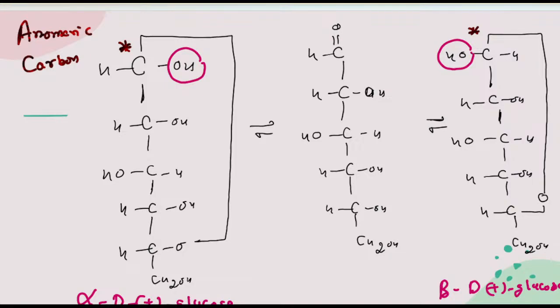Anomeric carbon. So the carbon number one differs in configuration, so this is known as an anomeric carbon. Let me give you the definition for this anomeric carbon now. What is an anomeric carbon? Because we are going to use two things here: one is the epimer, one is the anomer. That's why I'm explaining this to you. So what is an anomer?